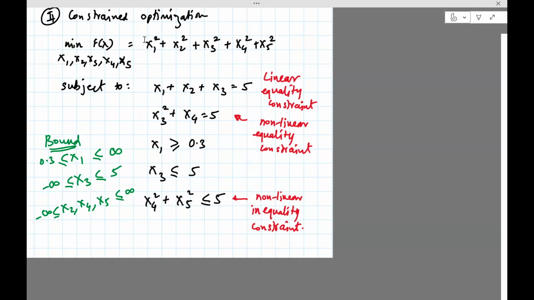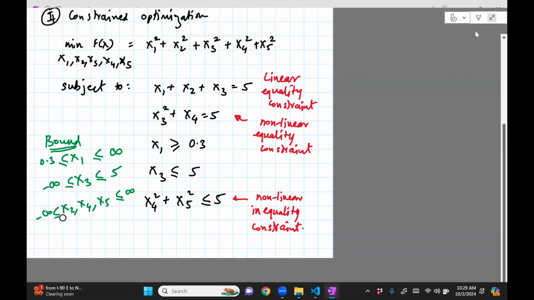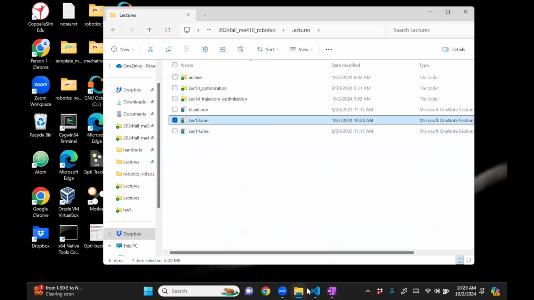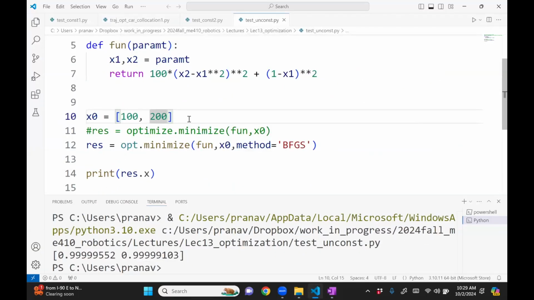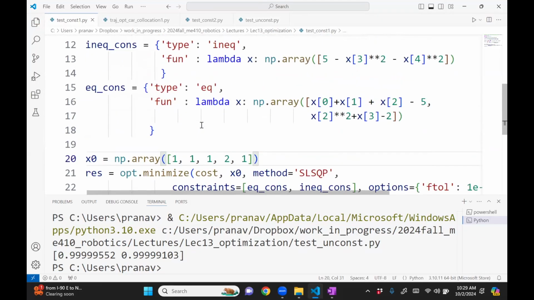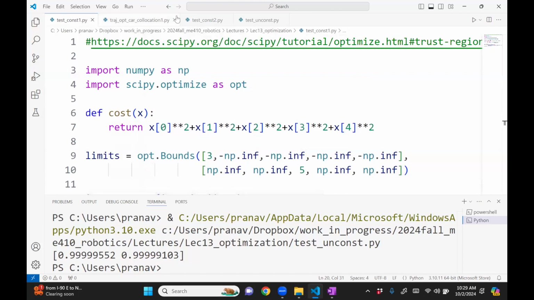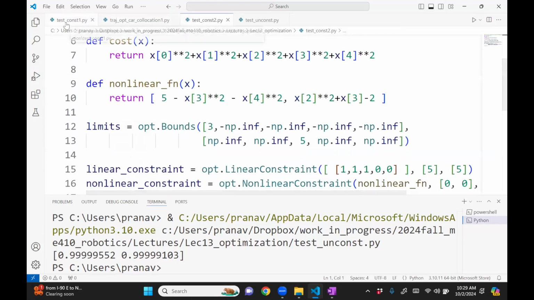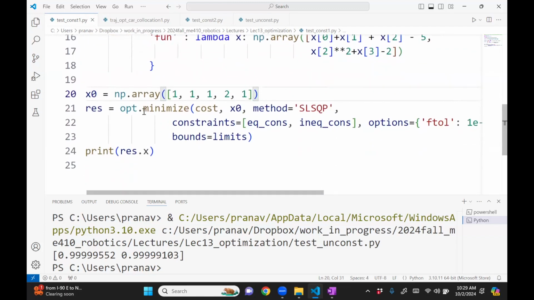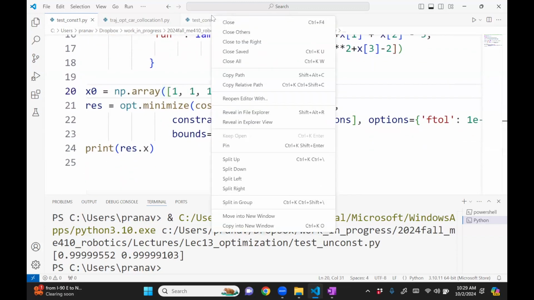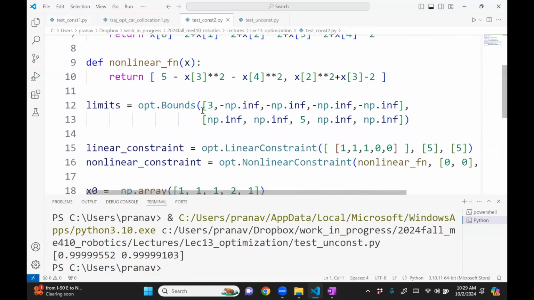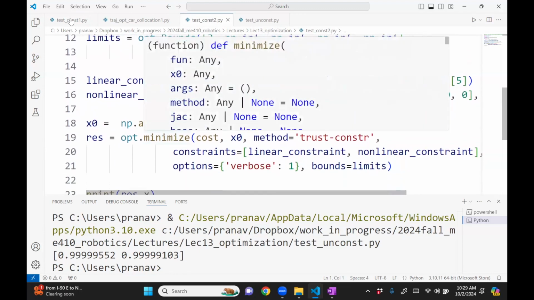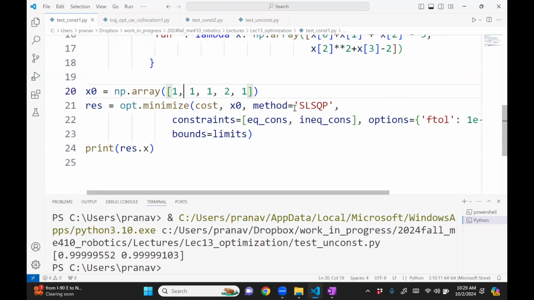We'll see how to do this using the same function, just that you need to specify more things here. I'm going to give you two ways of doing it. There are more than two ways, but two ways. So I have one method and another method. They're just using the same function, opt minimize.